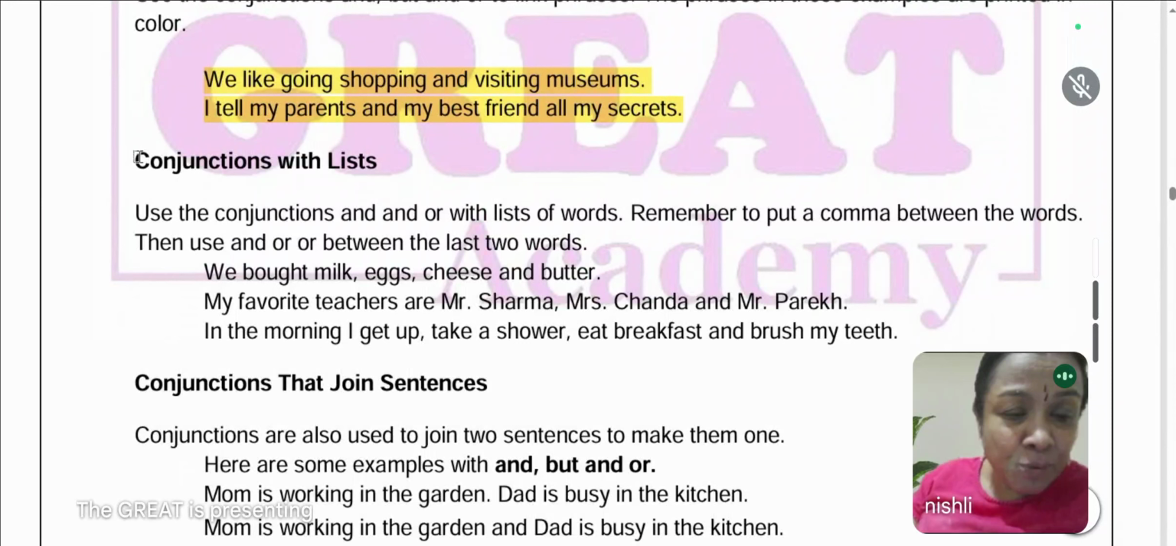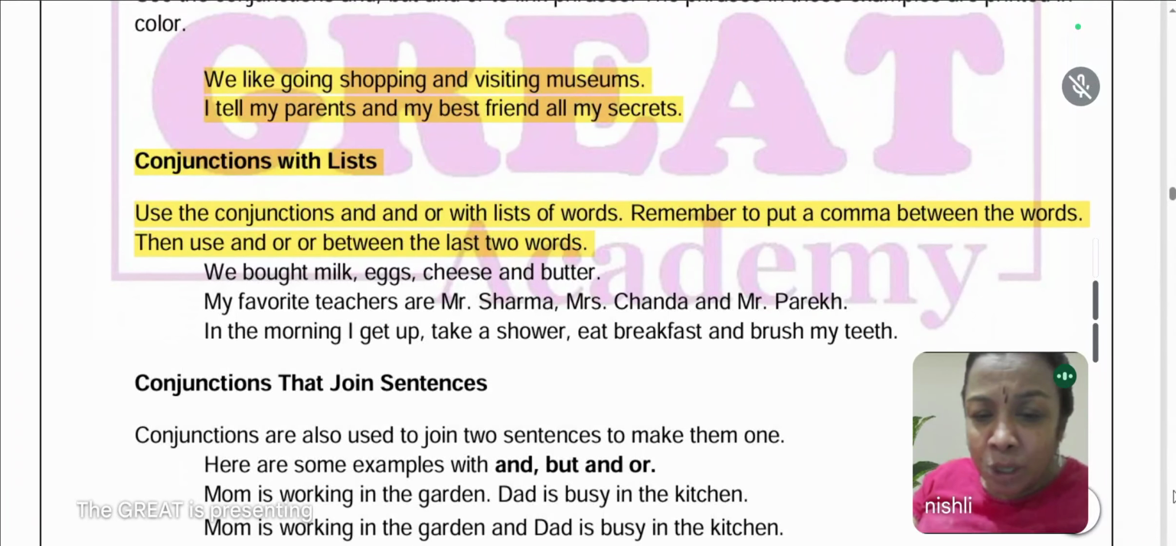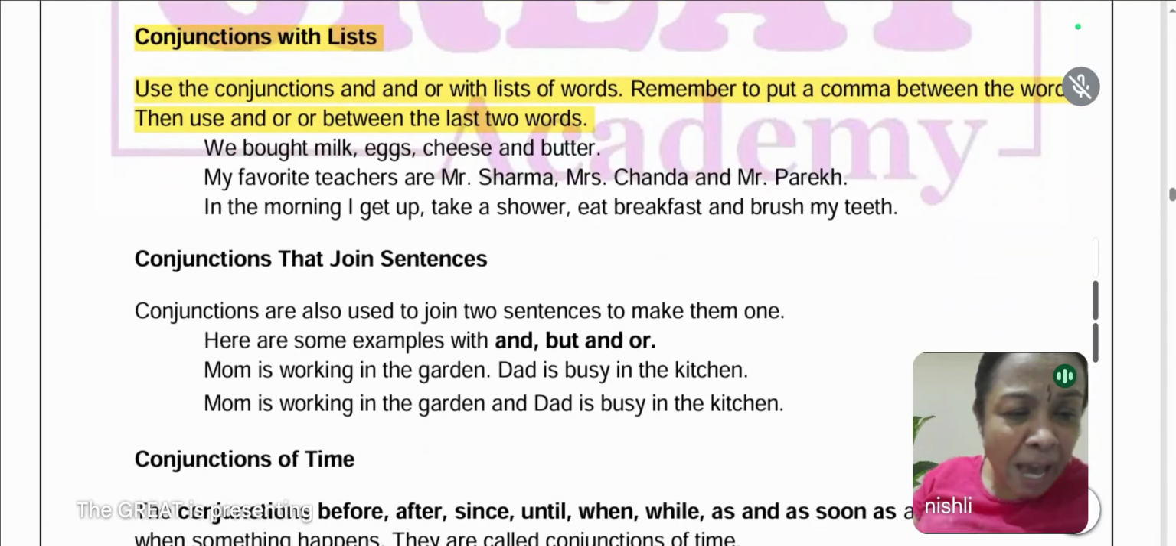Conjunctions with lists. Use the conjunctions and or with lists of words. Put a comma between the words, and use and or between the last two words. If you see these sentences: we bought milk, eggs, cheese and butter. So the whole list of things which they bought, and is used because it's in addition. To list out all the things which you bought, you have to use the word and. My favorite teachers are Mr.